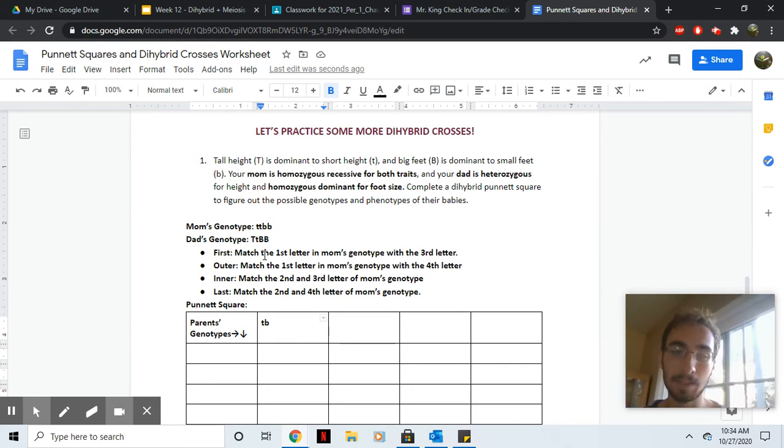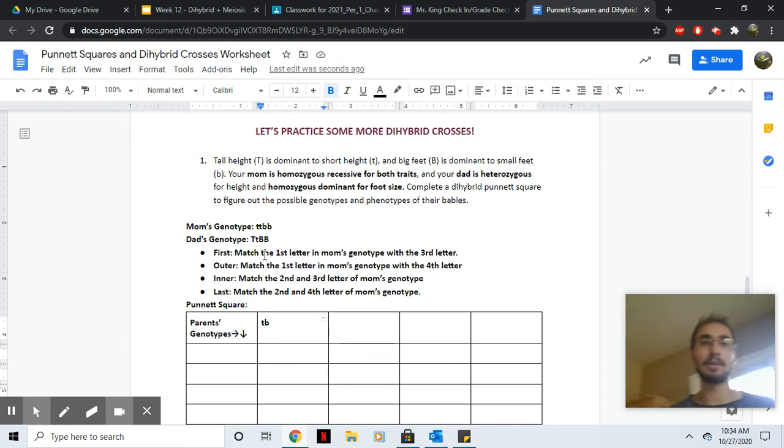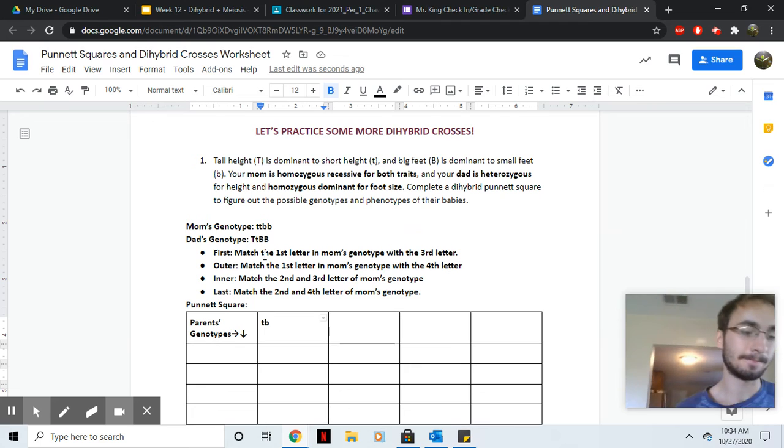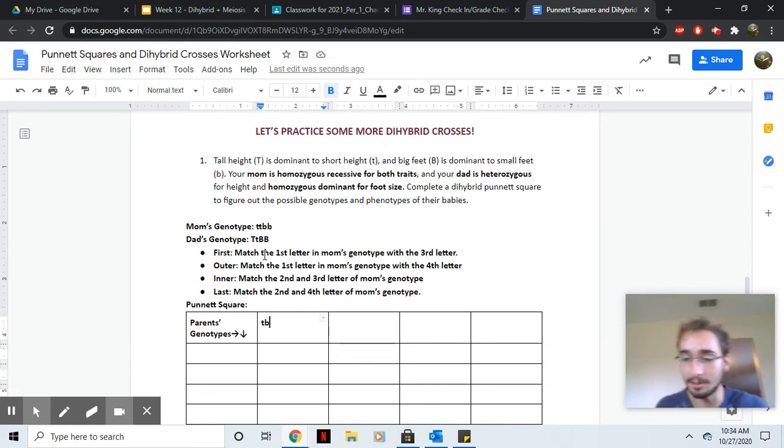And then outside. So the outside for the mom, little t, little b. Also, you may notice the mom only has little t's and little b's. So those are all of her options. The dad is a little tricky. The dad has a big T and a little t, so he can give one of those, and then he can only give big feet genes.